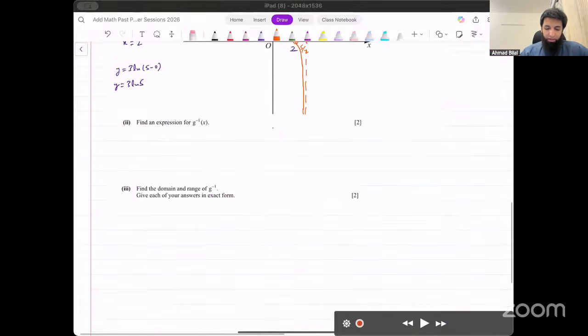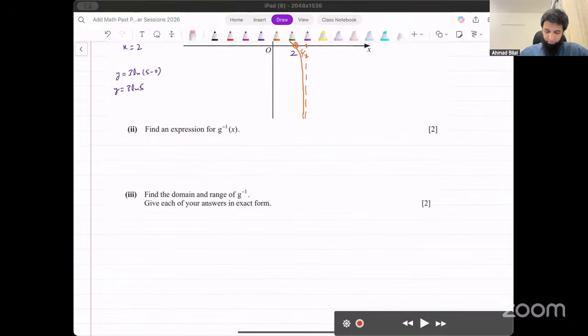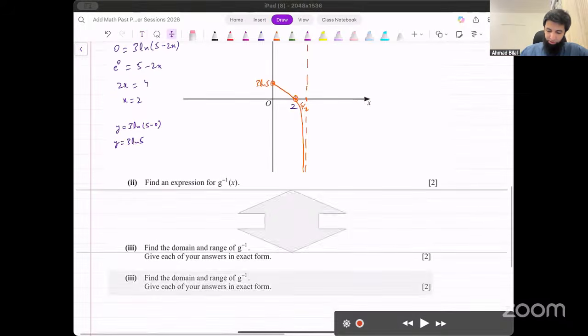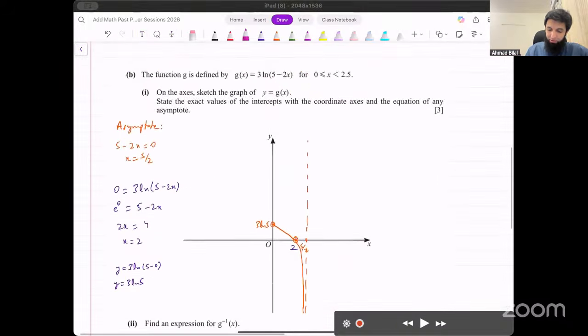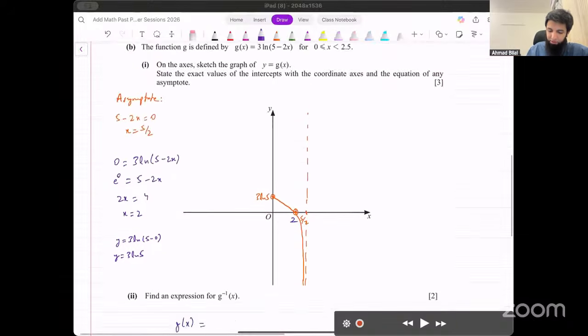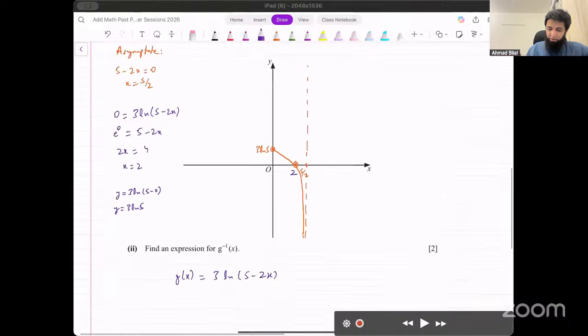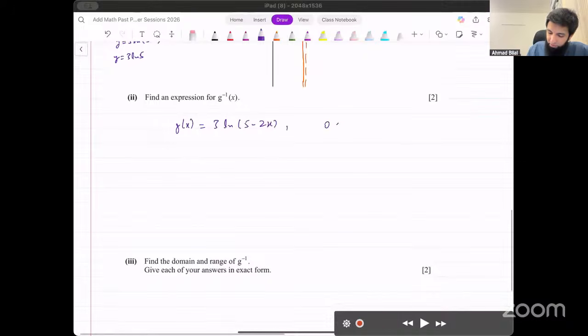That was B1. Now they're saying find an expression for g inverse of x. What about this now? G inverse. We've got the function. Again, that's very similar to what we've just done in the previous question as well. g of x equals 3 ln of 5 minus 2x. The domain of this function is from 0 to 2.5.